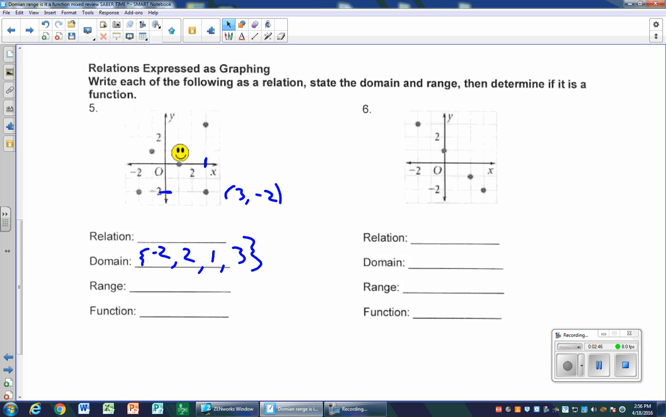Is it a function? No, because these 2 points are both at +1 in the x value. That's called the vertical line test. If you have 2 points on top of each other, it is not a function because it's not one value of y for every x that we have here.